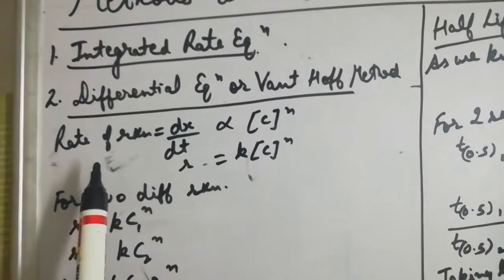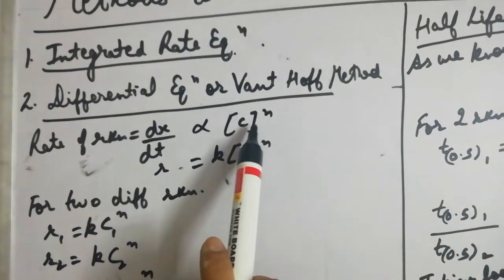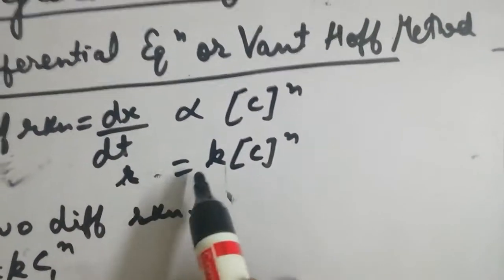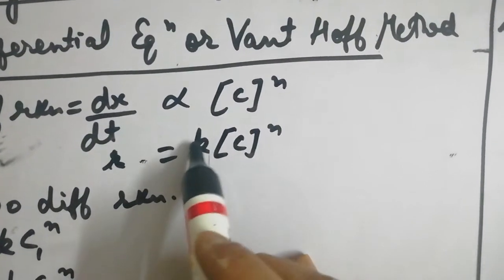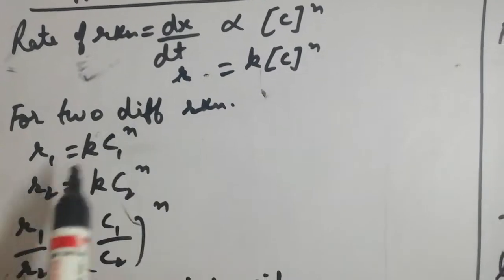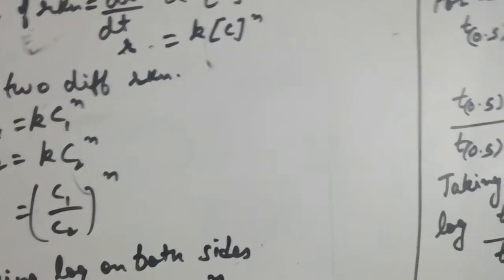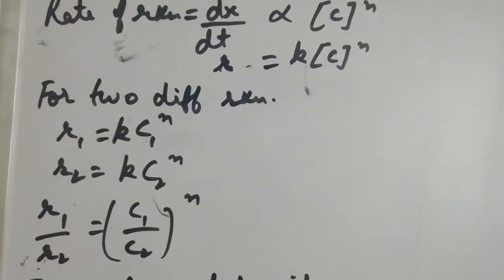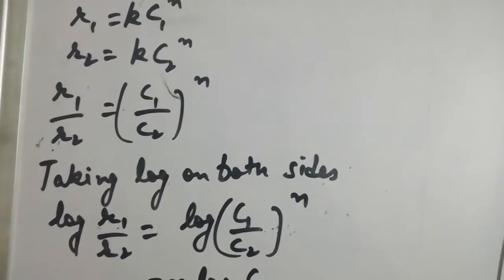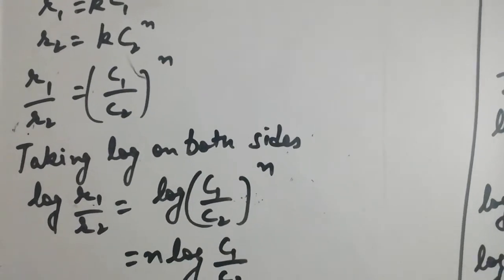So for this we can write rate of the reaction dx upon dt is directly proportional to the concentration of reactants raised to power n. Rate is written as R is equal to the rate constant K into C raised to power n. So if we want to compare two different reactions, rate of reaction 1 is equal to K into C1 raised to power n. C1 is the concentration of reactants in the first reaction, and R2 is equal to K into C2 raised to power n. So dividing both of them, R1 over R2 is equal to (C1 over C2) raised to power n.